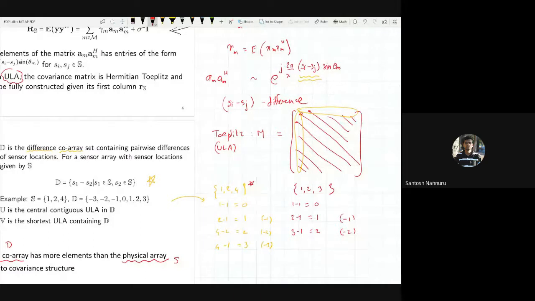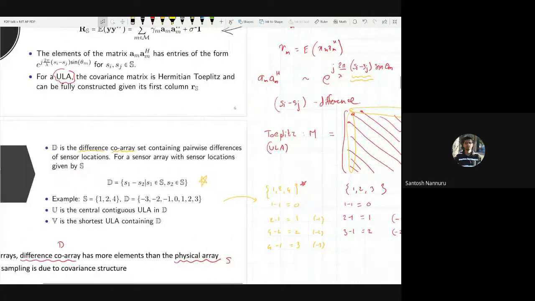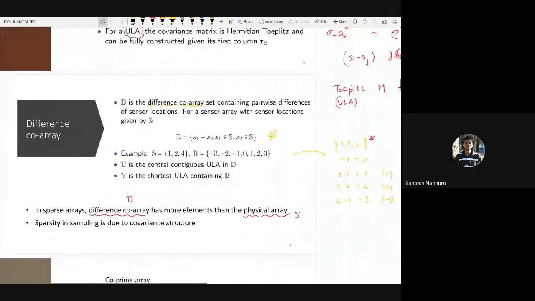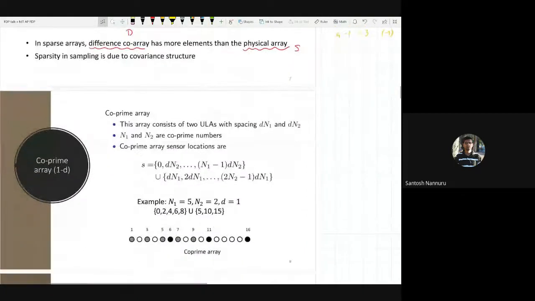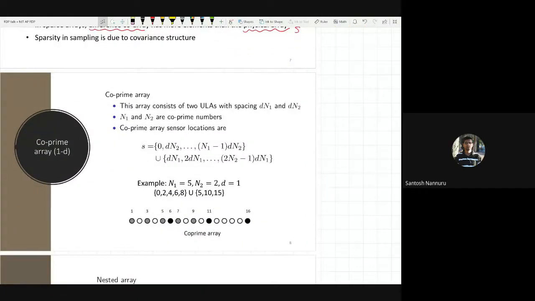Okay, so these are basically degrees of freedom. Or you can say your covariance has more diversity. So the more distinct elements you have, you can then smartly combine them or reorder them to get higher degrees of freedom, or to localize more sources. So let's look at some examples of sparse arrays.